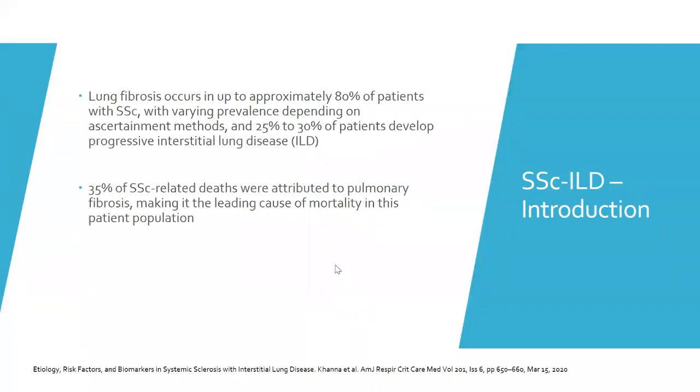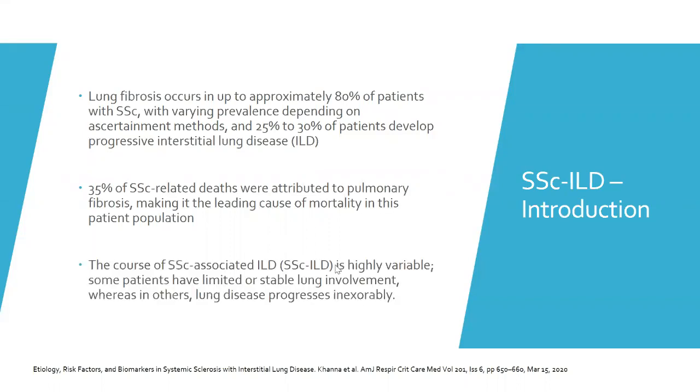So lung fibrosis is common in scleroderma. Almost 80% of patients with scleroderma have some degree of lung fibrosis, and about 25% of all patients with scleroderma develop progressively worsening interstitial lung disease. 35% of all scleroderma-related deaths have been attributed to pulmonary fibrosis, so it is definitely the leading cause of mortality in this patient population. And the course can be very variable. Some patients can have limited stable lung disease, whereas others can have rapidly progressive worsening lung disease.